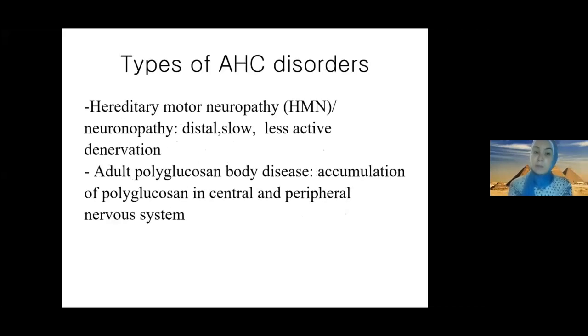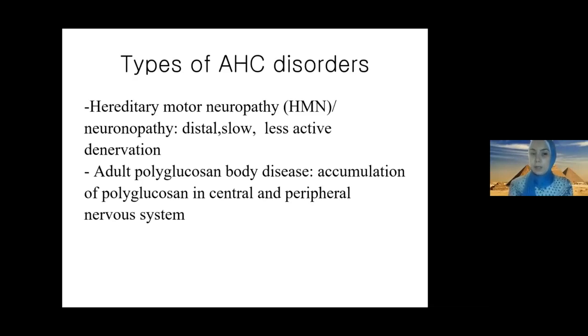Another type that may mimic anterior horn cell disorders, and sometimes is considered a part of them, is the HMN, hereditary motor neuropathy. There is a little bit that puzzles about this disorder, because in some references you would find that it is called hereditary motor neuropathy, and in other references you'd find that it's called hereditary motor neuronopathy. Of course, if it's a neuronopathy, it's an anterior horn cell disorder. If it's a neuropathy, it's probably related to the axons. But anyway, we should really look for it.